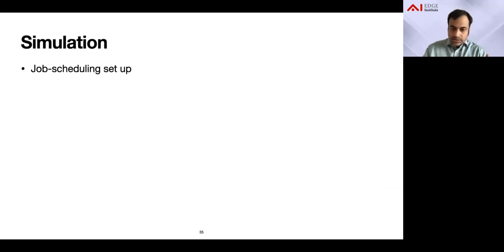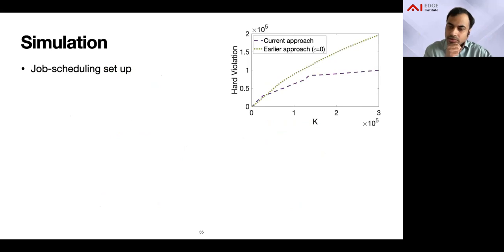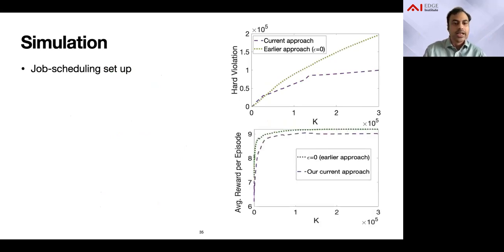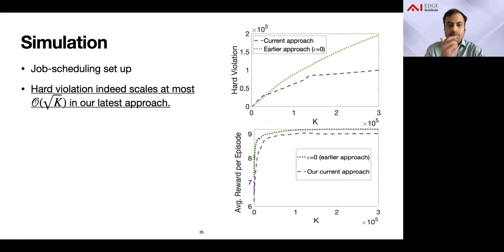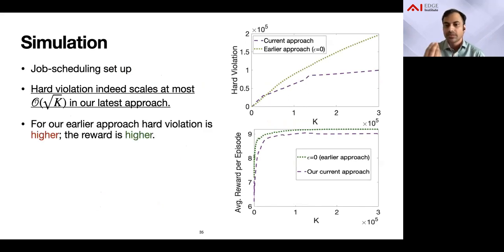And if you see the simulation result, this current approach, which is specific to the hard violation, scales at most as square root of k. But obviously we are losing in terms of reward. Even though the earlier approach that we had for the soft violation has a hard violation metric that scales sublinearly, it is not at the square root of k; it is larger. But obviously we are getting higher reward in the earlier approach.